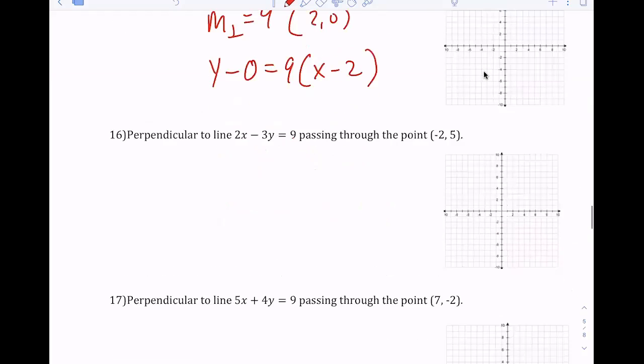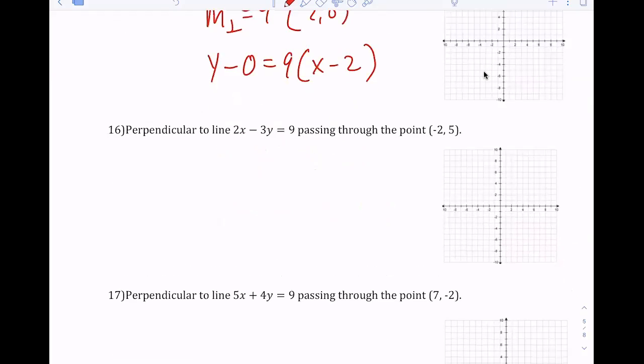Number 16. Lily, why do we have problems here? Yes, y is not isolated. So isolate for me. What do I do? We go to 2. So -3y equals -2x plus 9.